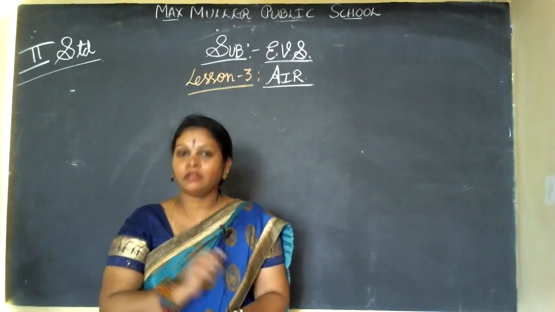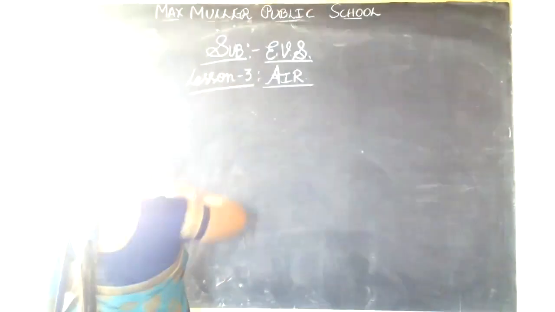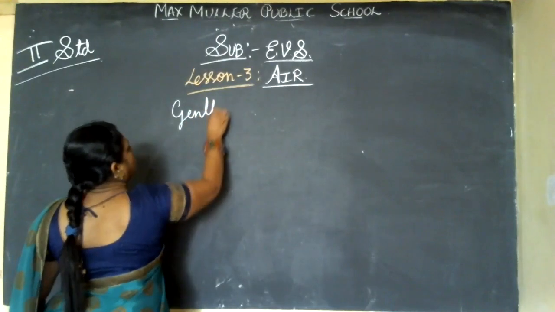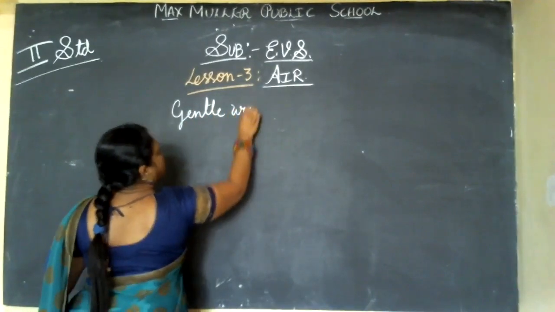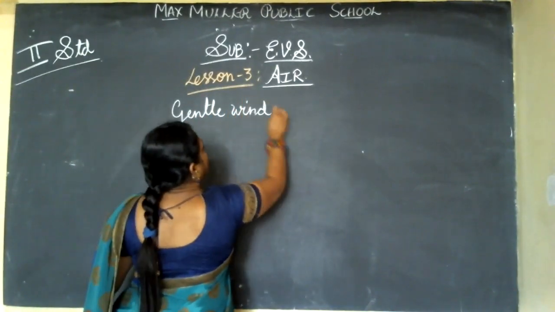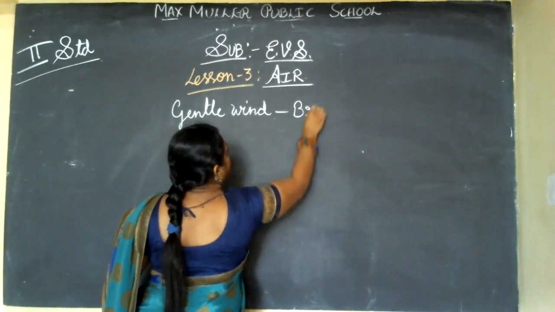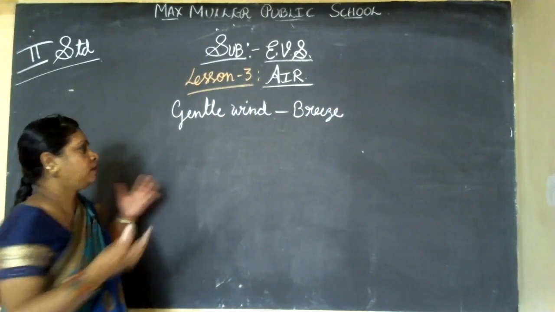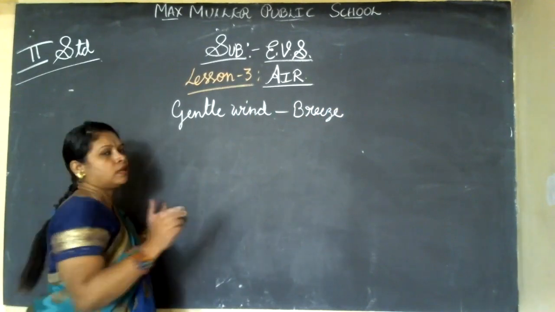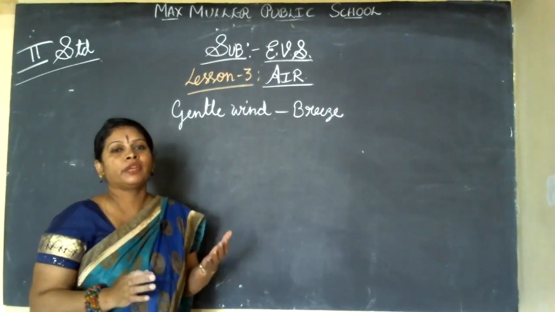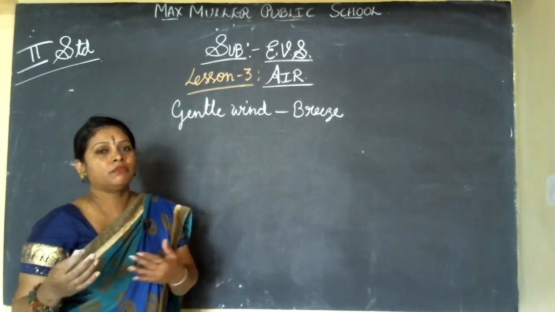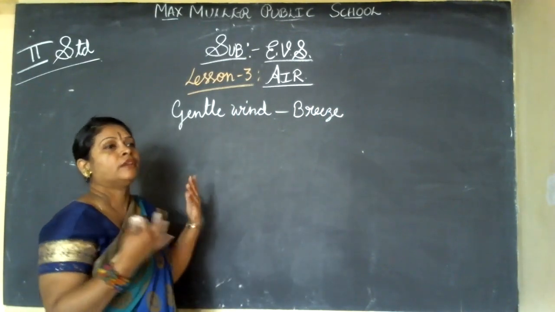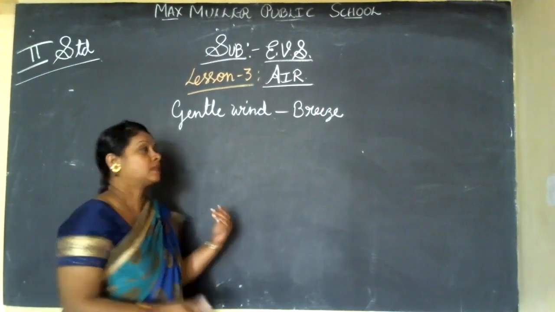And there you had learned the types of air. Gentle wind is called breeze. Gentle wind means the pleasant air, pleasant wind. As I told you earlier, moving air is called nothing but wind. So gentle wind is the breeze, where you feel very nice when the breeze is coming.